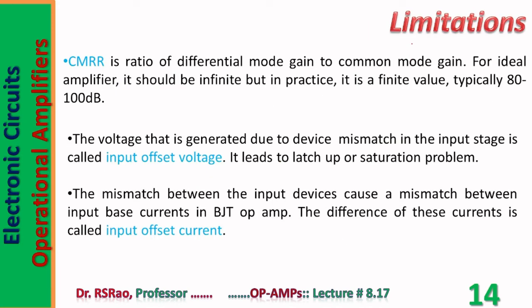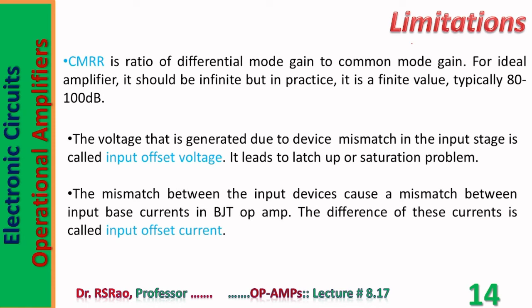Now we discuss certain limitations of practical op amps. An ideal op amp is supposed to have infinite input resistance and zero output resistance. As already mentioned, infinite resistance is not achievable in practice. High resistance can be achieved. Similarly, zero resistance cannot be achieved in practice. Small resistance can be achieved. So practical amplifiers do not exhibit ideal characteristics. Practical amplifiers are always associated with certain limitations.